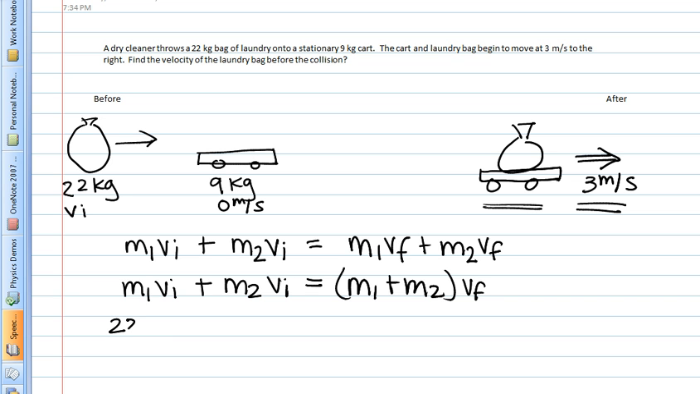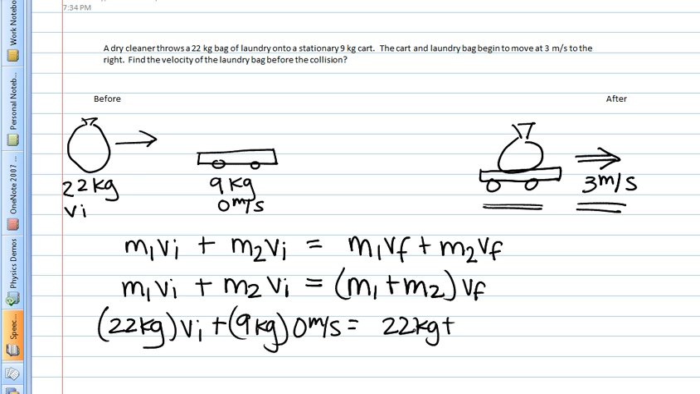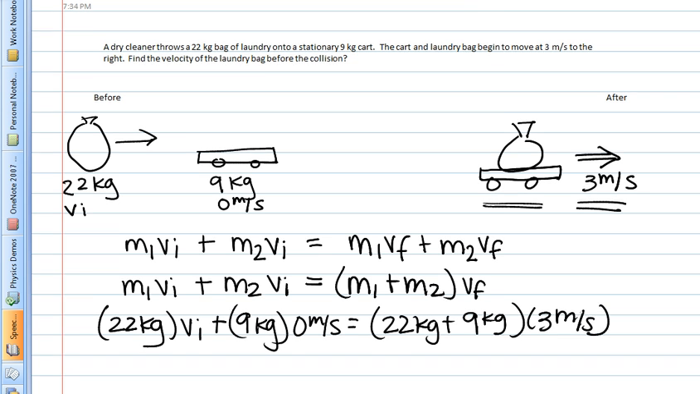Initially, our mass was 22 kg, and we want to solve for its initial velocity, so we'll leave that as follows. Then we're going to add that to mass 2, 9 kg, times 0, equaling 22 kg plus our 9 kg, that's our total mass now that they stick together, times a final velocity of 3 meters per second.